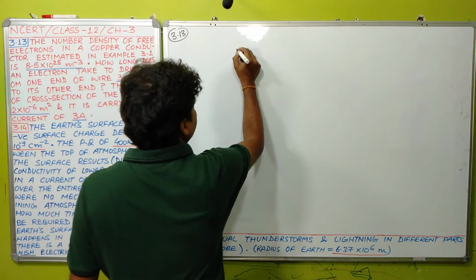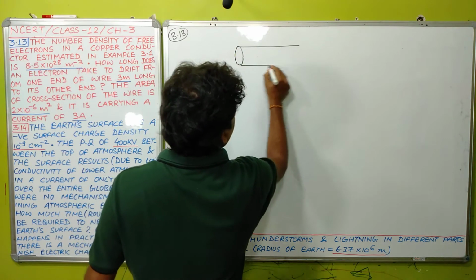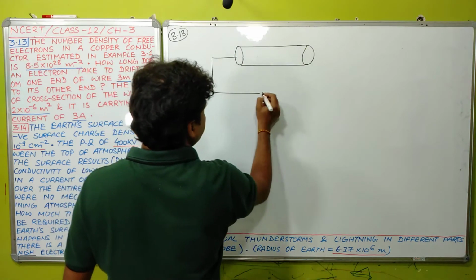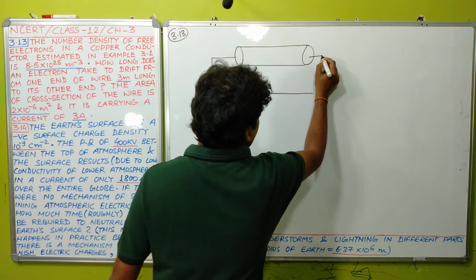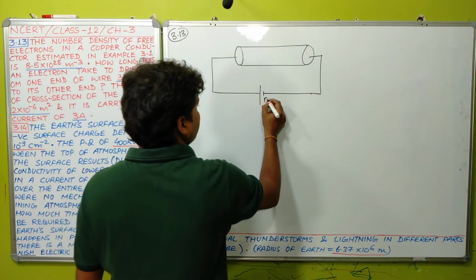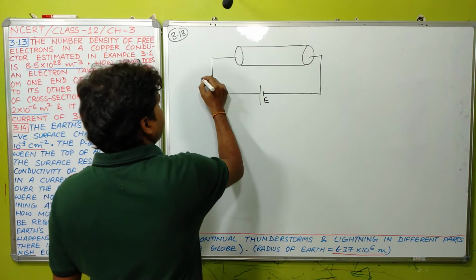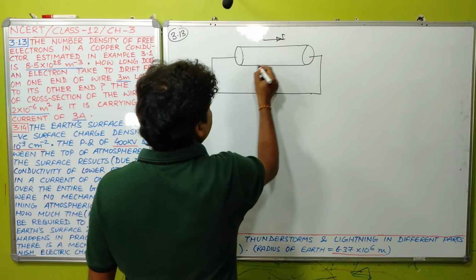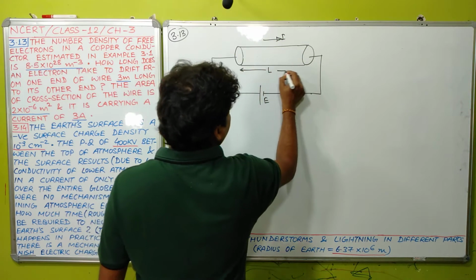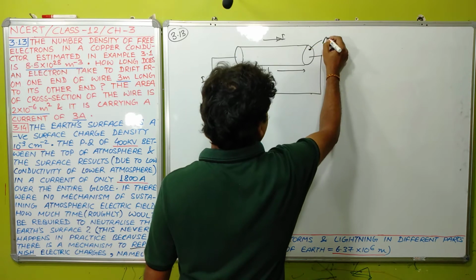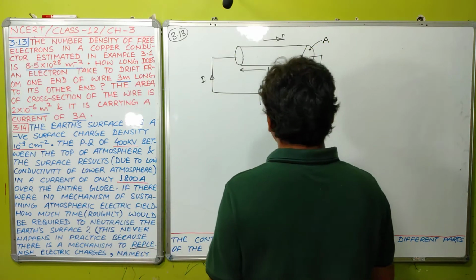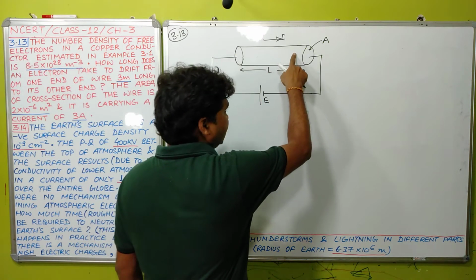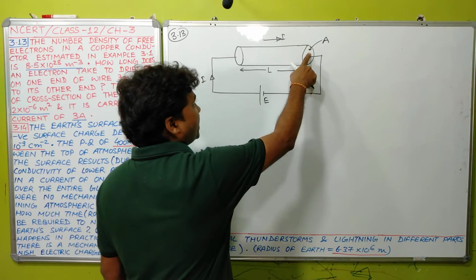Students, the situation is like this. You have a copper conductor, and just suppose that this conductor is connected across a source, so that due to this source a current of value I is flowing through this conductor. The length of this conductor is L and the area of cross section is A. So the question is asking how much time the electrons of this conductor will take to move from one end of the wire to the other end.